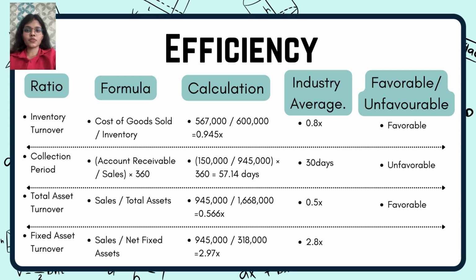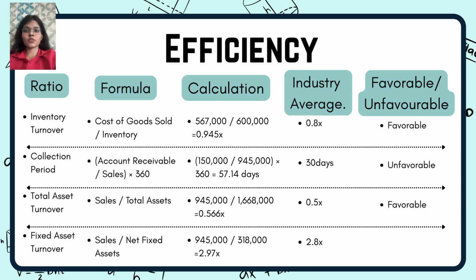flow. For the total asset turnover, the formula is sales divided by total assets. Therefore, total asset turnover is 945,000 divided by 1,668,000, resulting in 0.566. This is slightly better than the industry average of 0.5 times. This is favorable, indicating that KEC is utilizing its total asset reasonably well to generate sales.